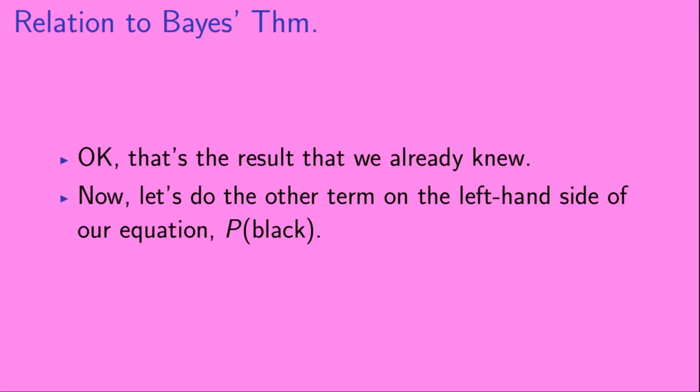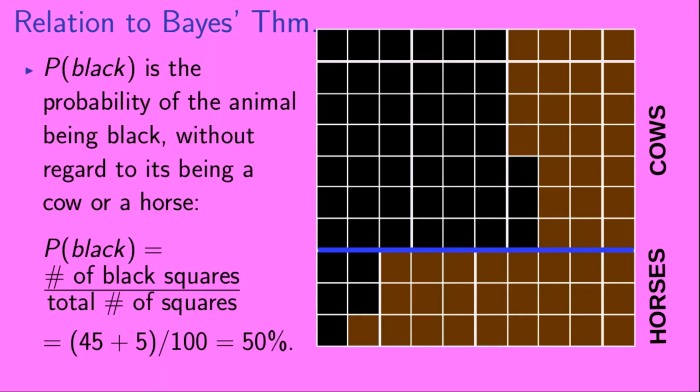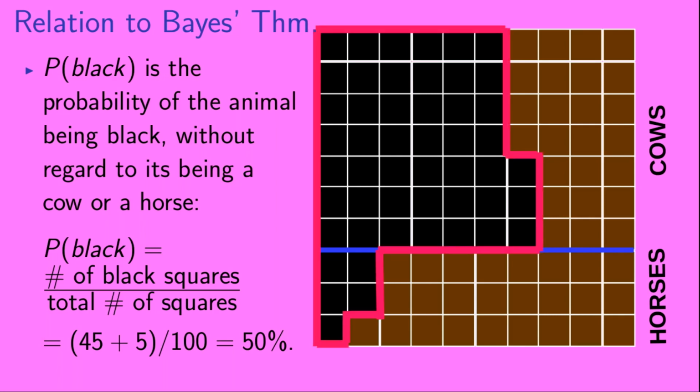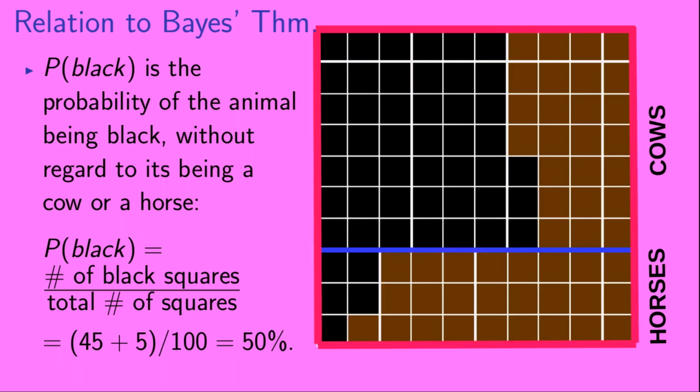Now let's do the other term on the left-hand side of our equation, P of black. So P of black is the probability of the animal being black without regard to its being a cow or a horse. So P of black equals the number of black squares, shown in the pink outline, divided by the total number of squares, which is all 100 squares. So that's 45 plus 5, which is 50, divided by 100, which equals 50%. So P of black equals 50%.